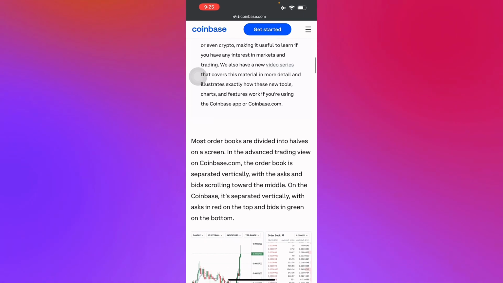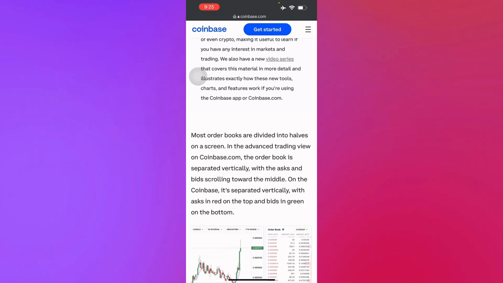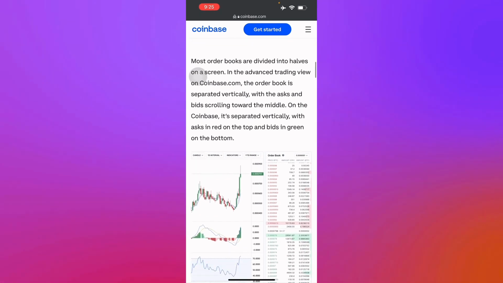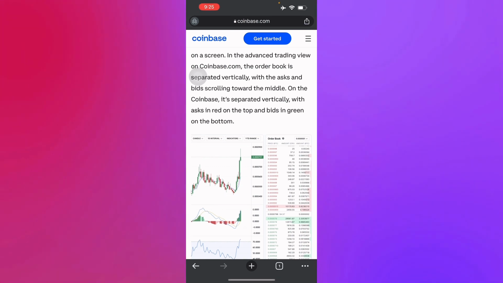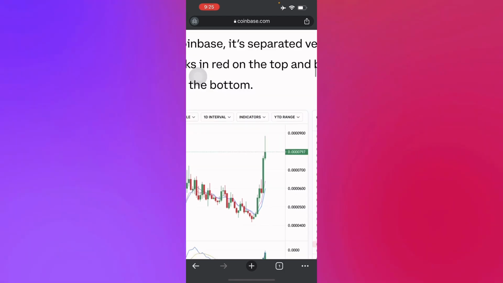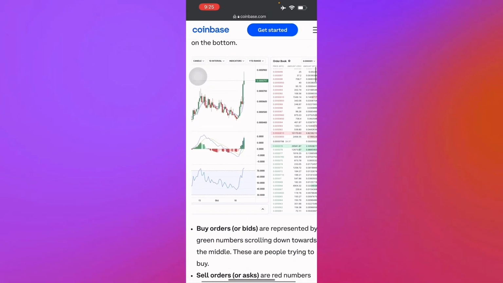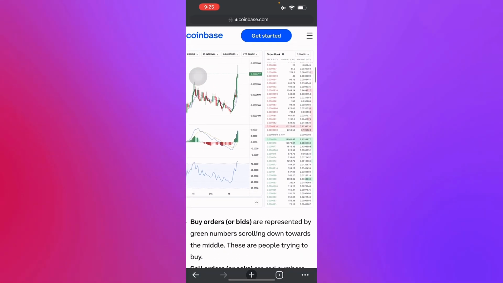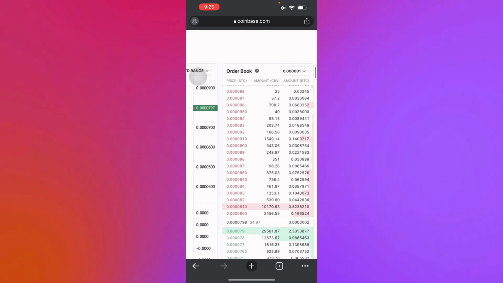Most order books are divided into halves on the screen. In the advanced trading view on coinbase.com, the order book is separated vertically, with the asks in red on the top and the bids in green on the bottom. As you can see right there, those are the asks and bids. The green ones are the bids, and this is the ask right here.